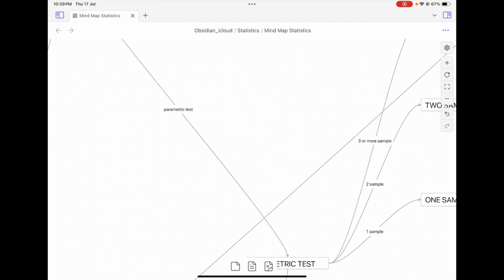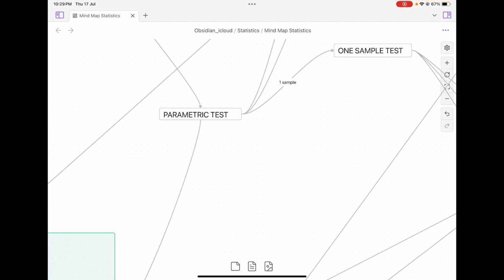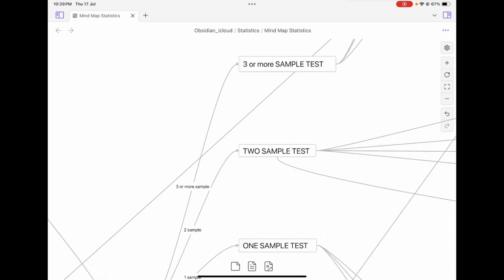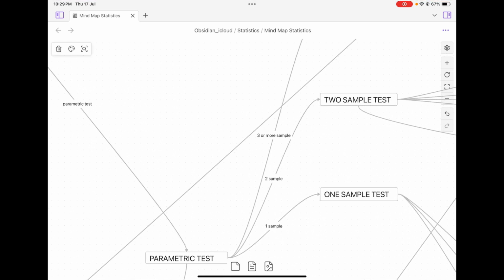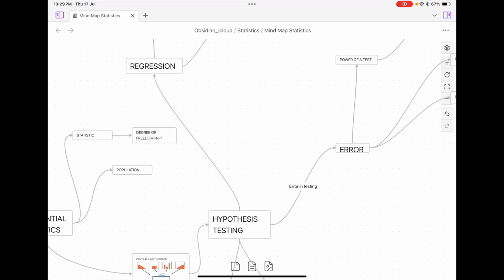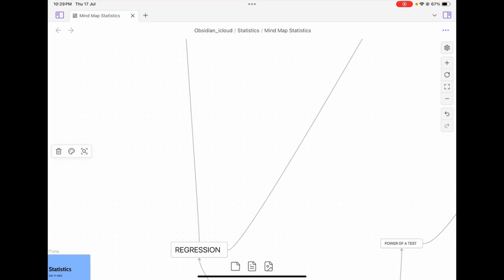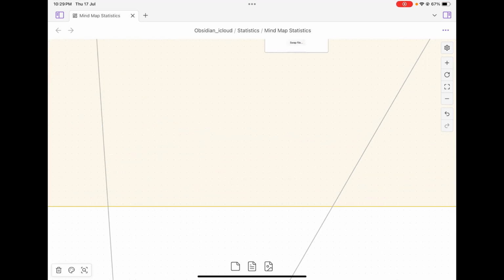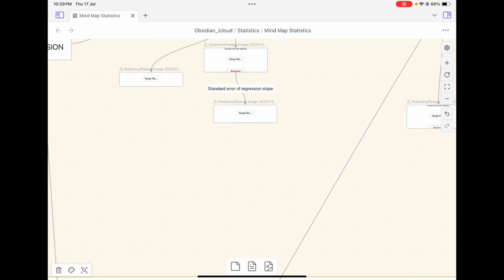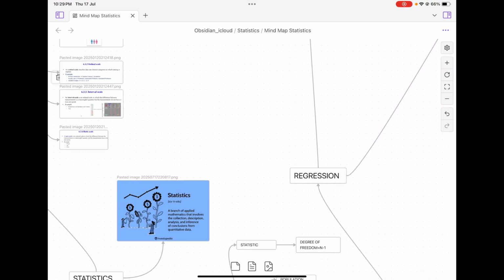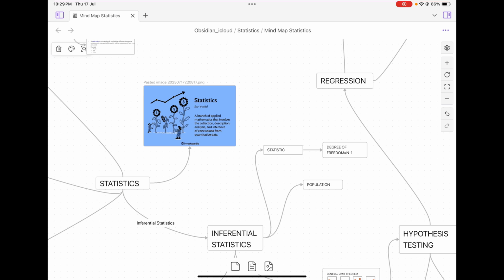In parametric testing, we will study different types of tests like one sample test, two sample test, three sample test, etc. And also you will learn about regression. That means you will learn about both linear regression and logistic regression. And we will use Python to implement this linear regression. So this is what we are going to study in this course.